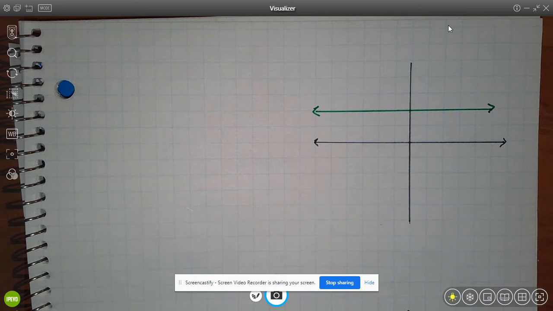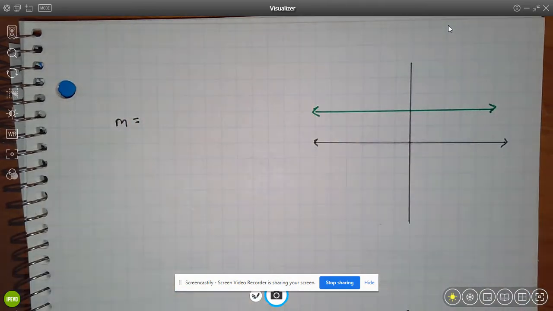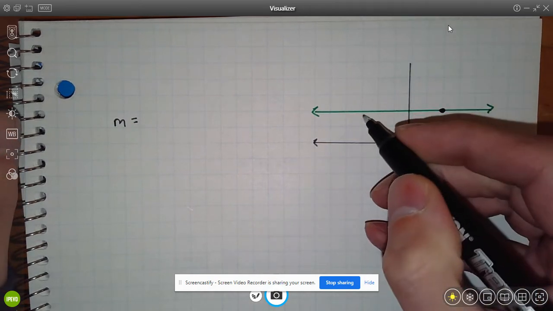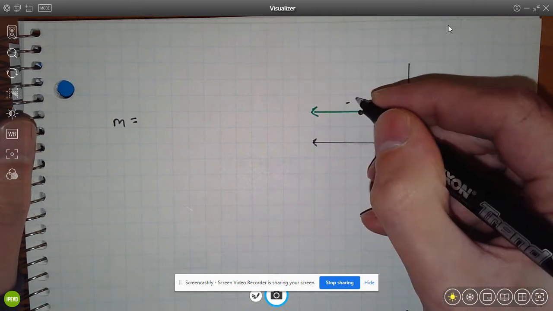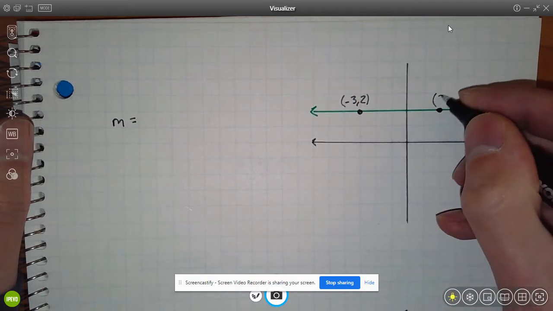So if you remember that when we talk about slope, we're talking about rise over run, or change in y over change in x. And all I need to find is 2 points on the line. So why don't we actually try to calculate slope for this horizontal line? I picked two kind of random points on the line. So I've got -3, 2. And then over here, I've got 2, 2.